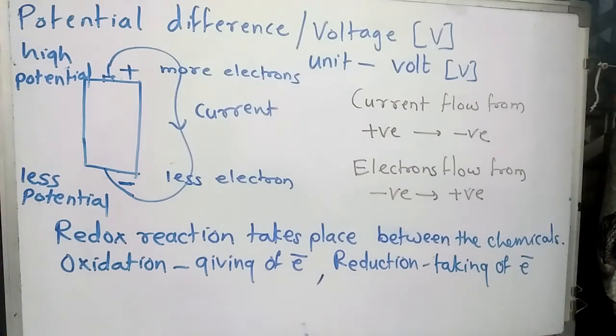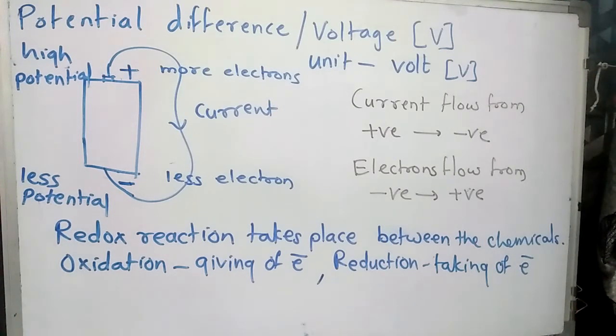So giving of electrons means at that place electrons become less, and reduction means taking of electrons, so at that place the number of electrons becomes more. So we can say the place where there is high potential, more electrons are accumulated, and less potential means there are fewer electrons accumulated. So there is a difference in the level of the potential, that is nothing but the potential difference.